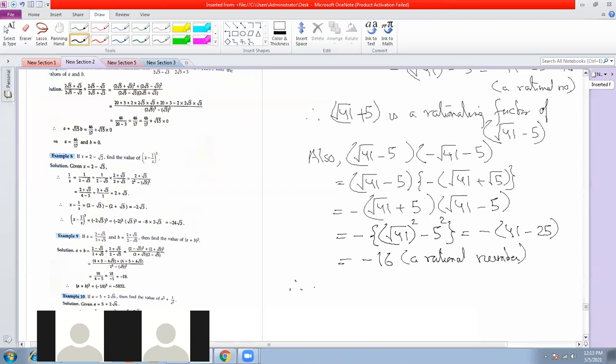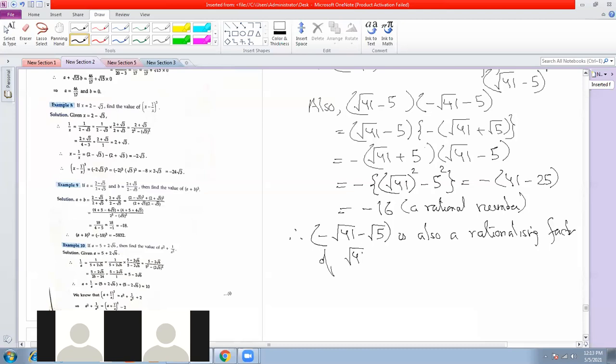Right? Therefore, we say that minus root 41 minus 5 is also a rationalizing factor of root 41 minus 5. Clear with the rationalizing factor? Or any question? We shall be using the rationalizing factor in the problems to come. Okay, so I'll stop here for today.